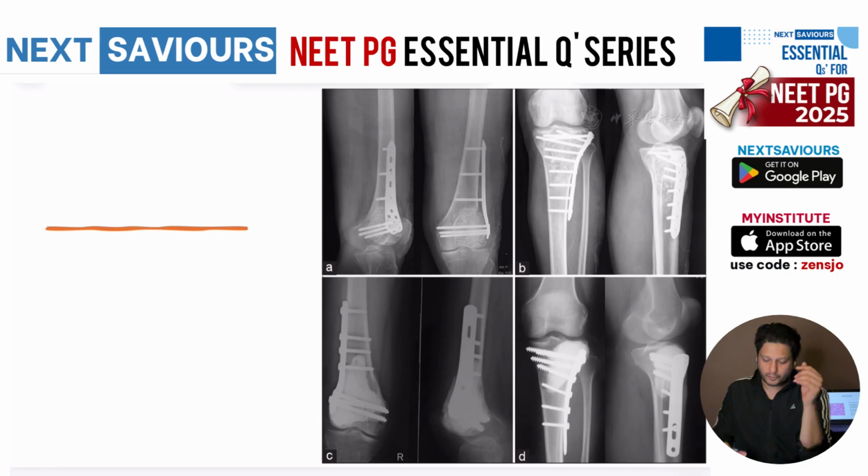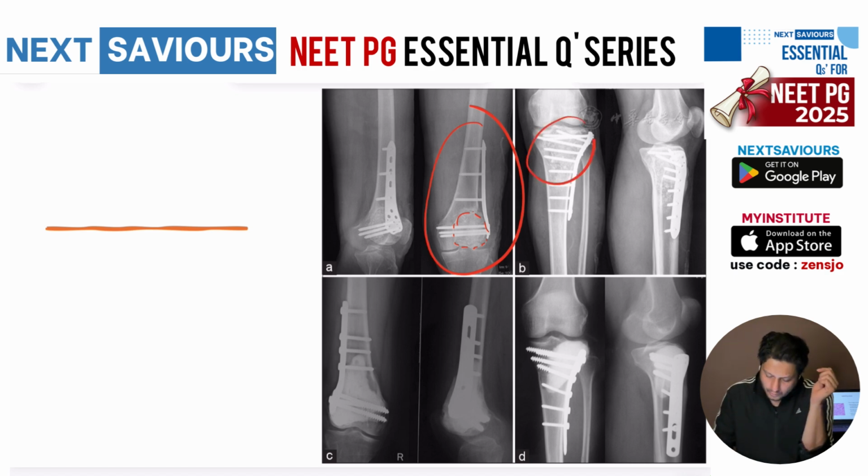For example, if you look at this image, here there was a GCT, but it was filled with cancellous bone graft, and after that it was augmented with a distal femur locking plate. Why? Because it is a weight bearing zone. The articular congruency has to be maintained, so that the patient can bear weight on the limb.